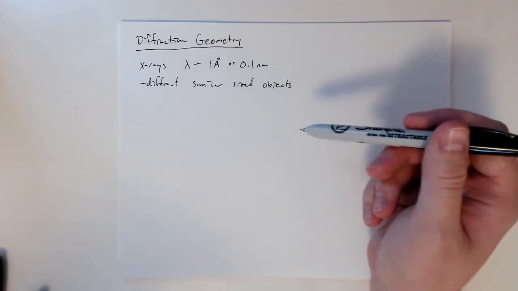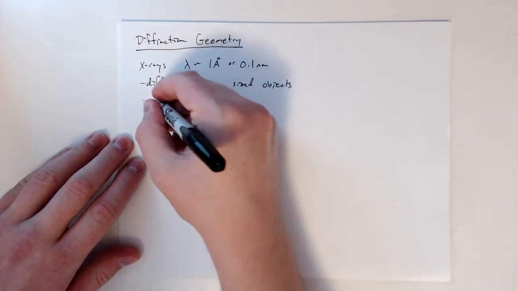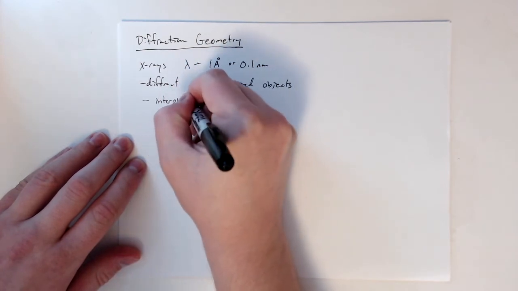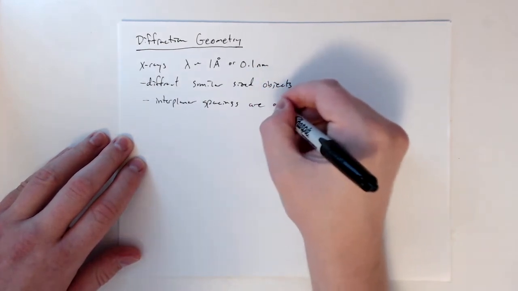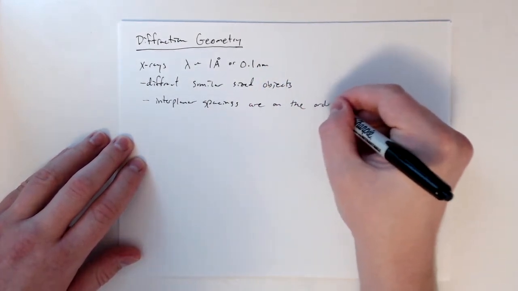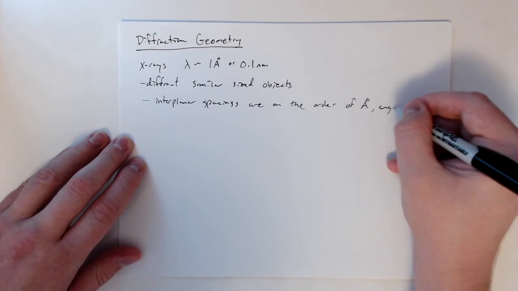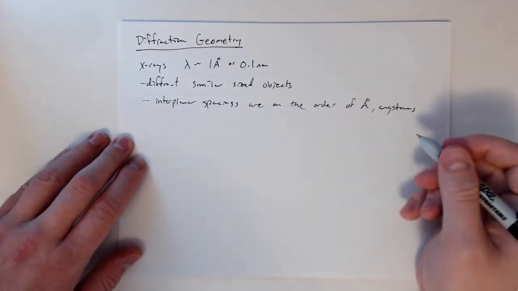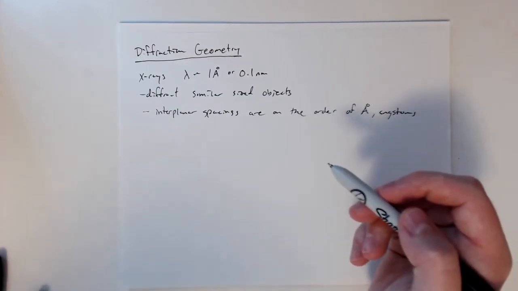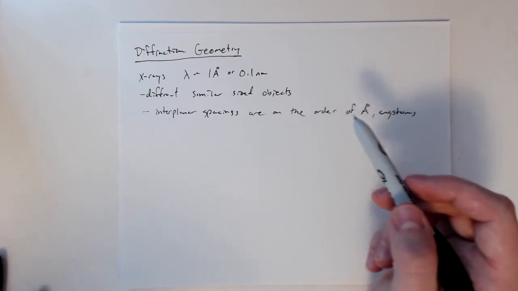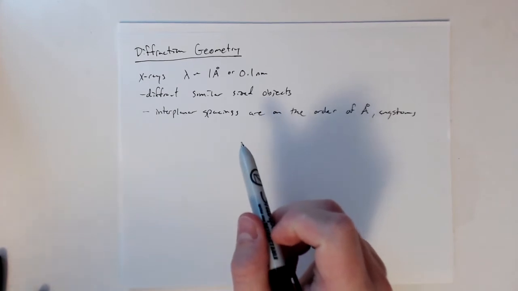And so this works out for us because the interplanar spacings are on that order, of angstroms. So this is why we use X-rays and not light or some other form, because X-rays are the perfect size for probing the crystal structure of materials.